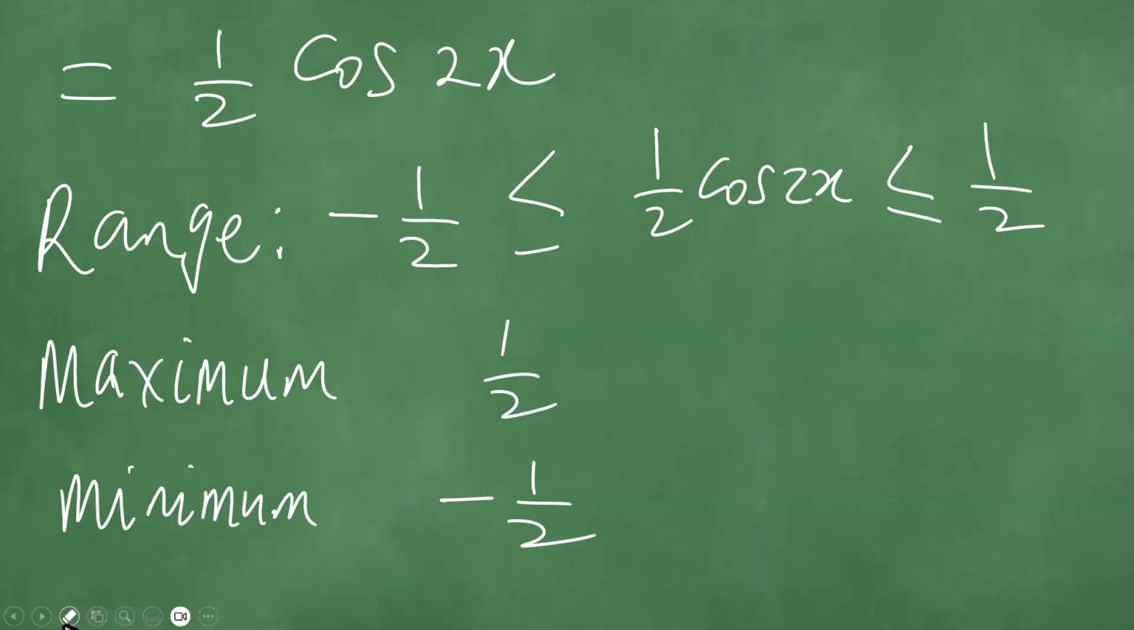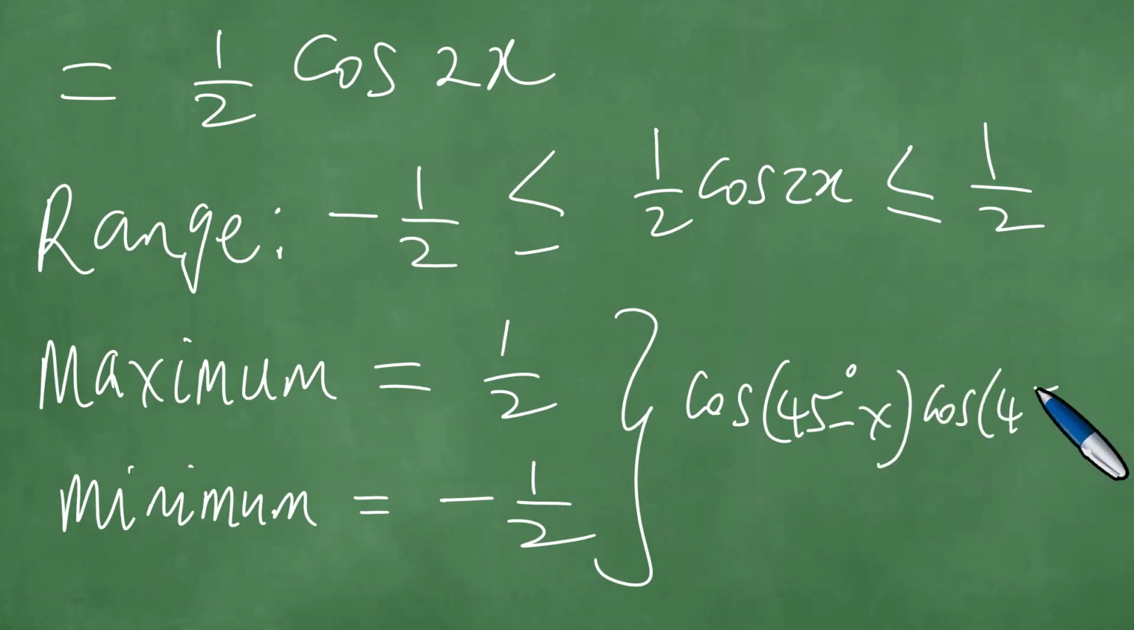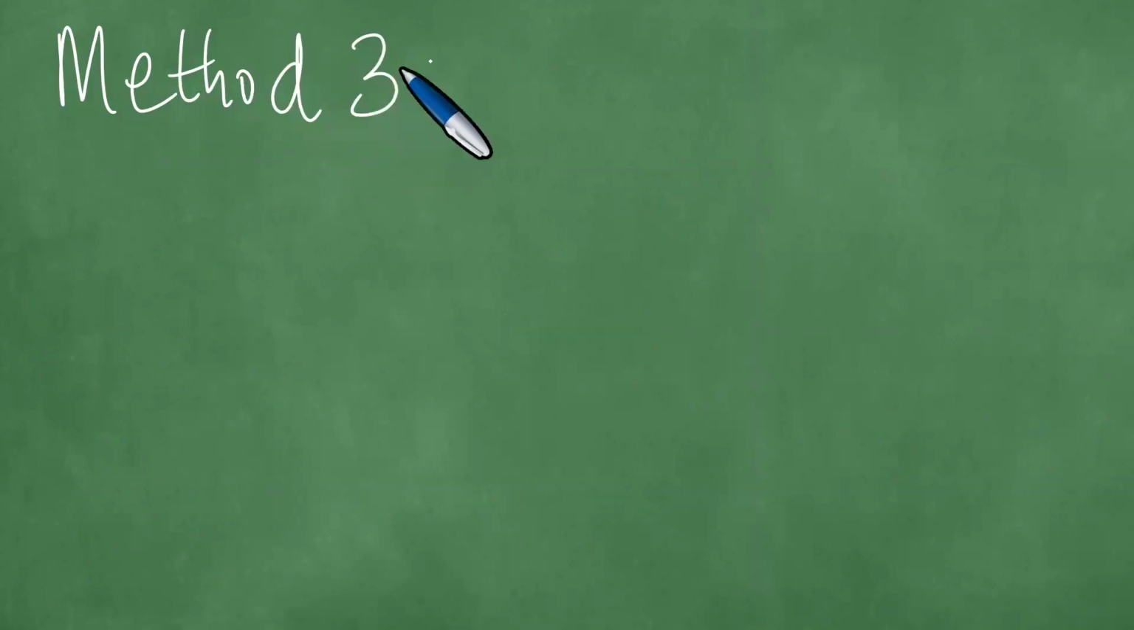Okay. And these are the maximum and the minimum of the expression cosine of 45 degrees minus x, cosine of 45 degrees plus x. Like so. Okay. Now we're going to present the third method. Method 3.